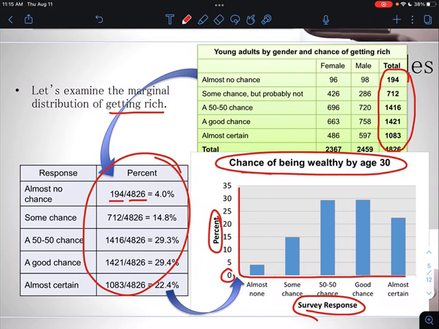Then we notice that we have, starting at 0, even increments of 5%. And then from there, we create our bars for each group. So the people who all answered almost none was about 4%, some chance was almost 15%, and so on.